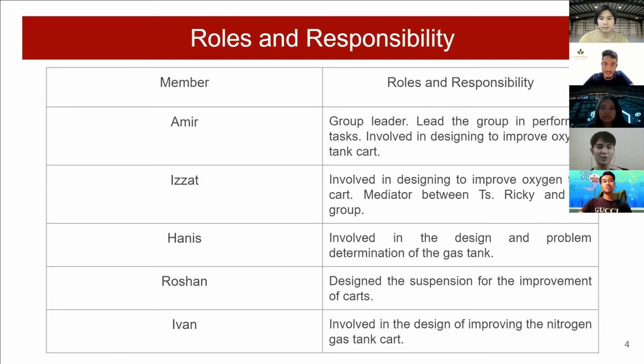Here we will see the roles and responsibilities of each member. Our group leader is AMIR. He led the group in performing tasks, and he is involved in designing to improve the oxygen tank cart. Together with IZZAT, he is also involved in designing to improve the oxygen tank cart. IZZAT is also the mediator between TS Ricky and the group. HANIS is involved in the design and problem determination of the gas tank. ROSHAN designed the suspension for the improvement of the carts. And finally, I am involved in designing to improve the nitrogen tank. Next.